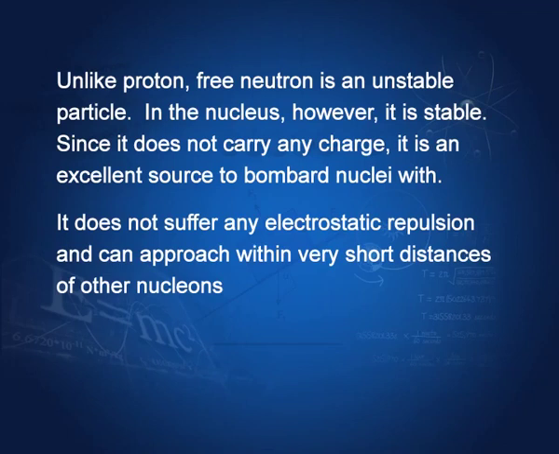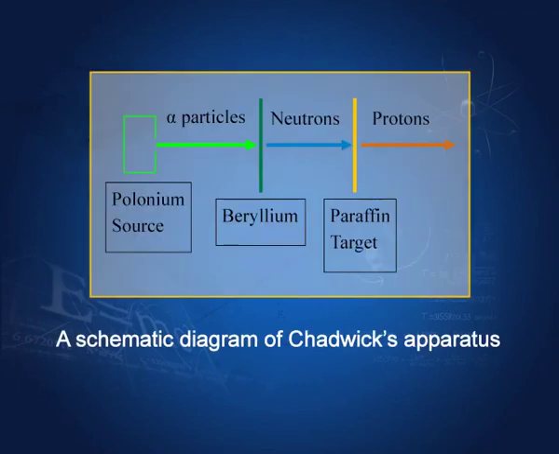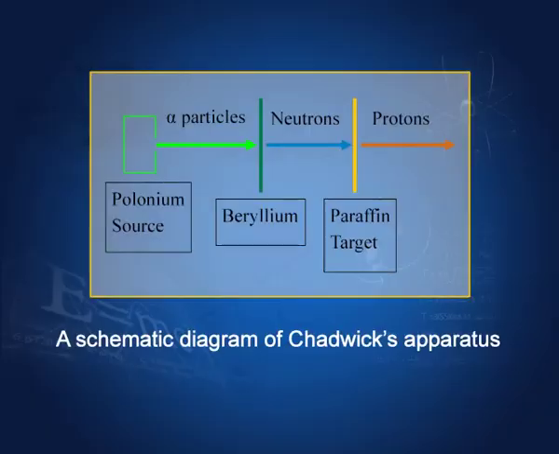You see, alpha particles emitted by a polonium source fall on the beryllium target. This beryllium target emits neutrons, which were earlier thought to be gamma rays by Joliot-Curie and others. They were actually neutrons, and when these neutrons fall on the paraffin target, which is basically hydrogen, we get the emission of protons. So that was the experiment of Chadwick. Earlier, this was the missing link. They thought that this emission was gamma rays, and gamma rays give rise to the emission of protons.